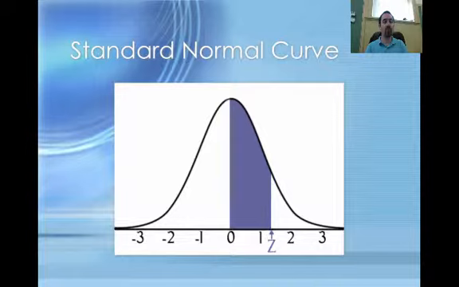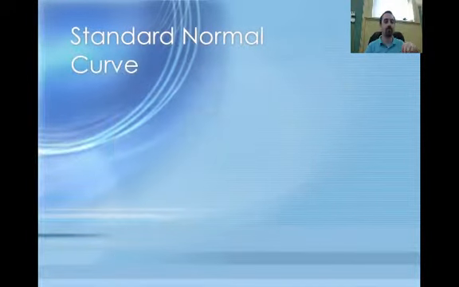So here's the standard normal curve. The standard normal curve is just a normal curve, except that the value at 0 is a z-score of 0. Okay? A value of 1 is a z-score of 1. A value of 2 is a z-score of 2, and so on. So it's basically taking a normal curve and making all the z-scores be the x values on the bottom.